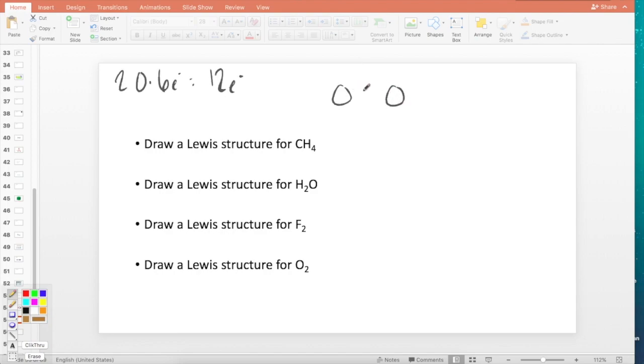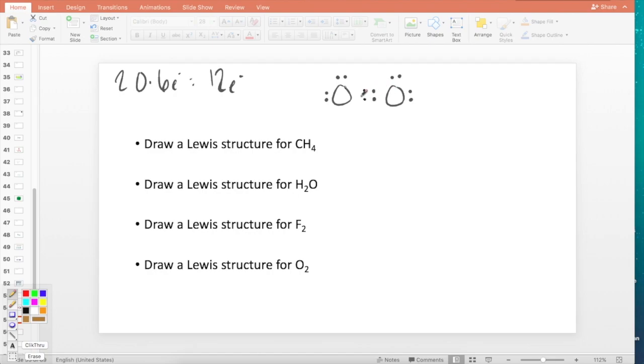What if instead of sharing a single pair in the middle, they shared two pairs? So now I would have to do 1, 2, 3, 4. Now think about it. How many valence electrons does this oxygen atom have right now? It has 2, 4, 6, 8. It already has 8. I don't need to draw any more down here because it's already stable and happy. This one has 2, 4, 6, 8. This one also has 8.